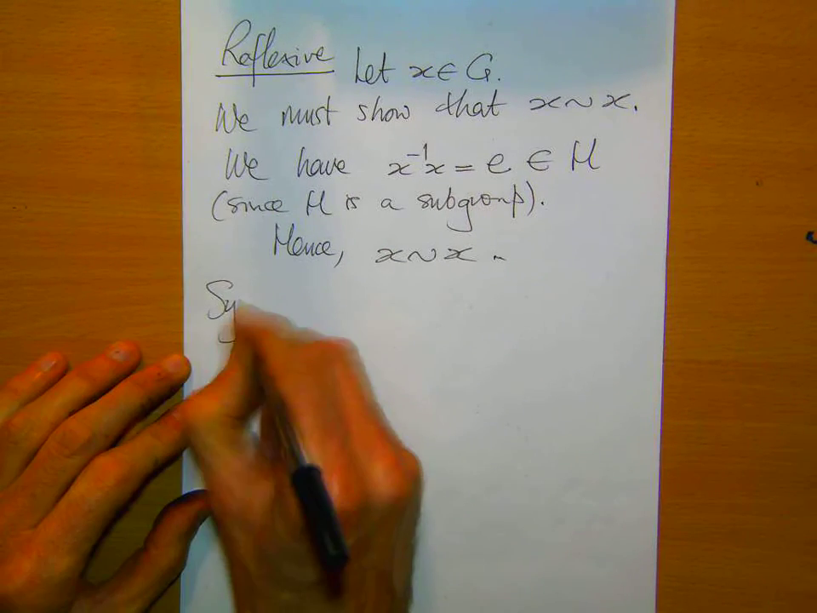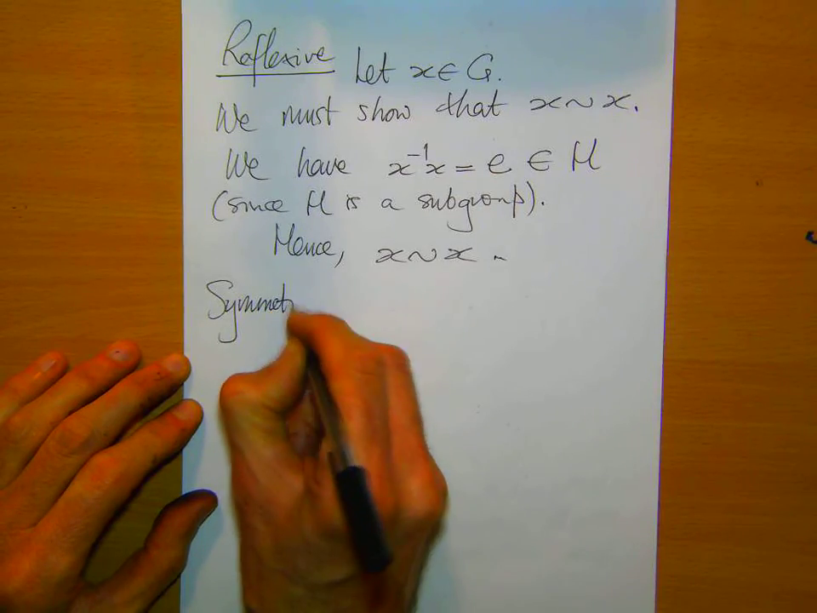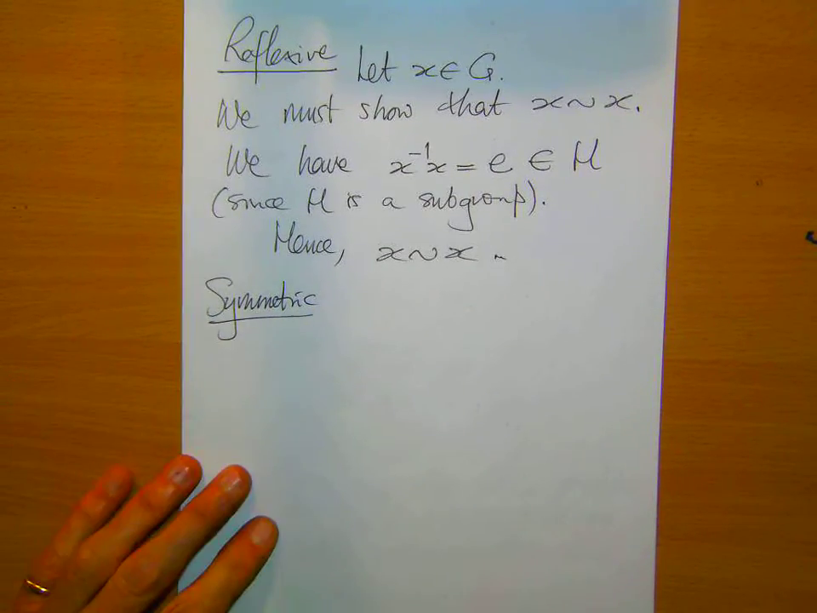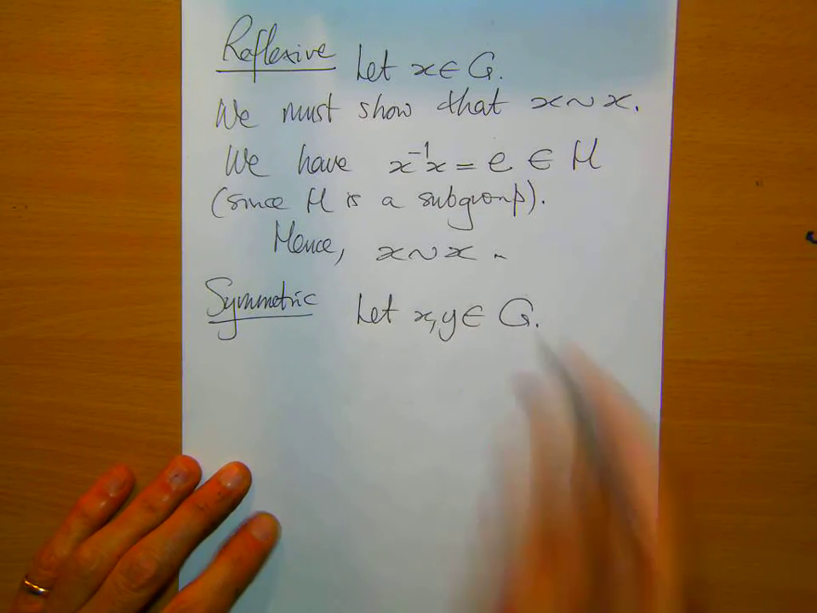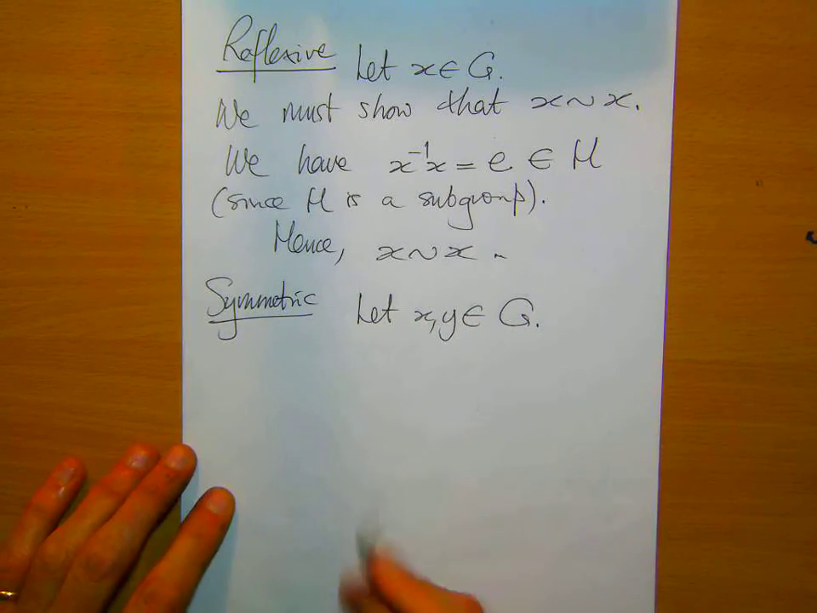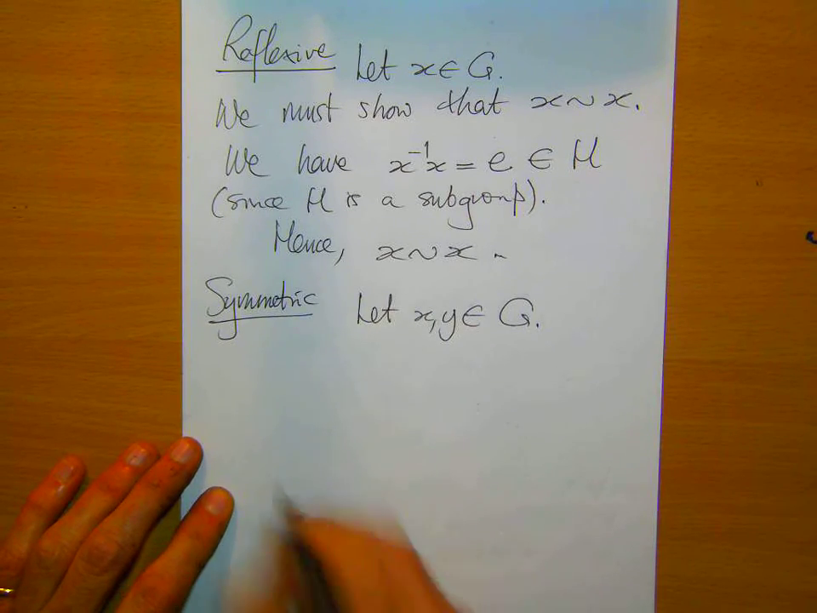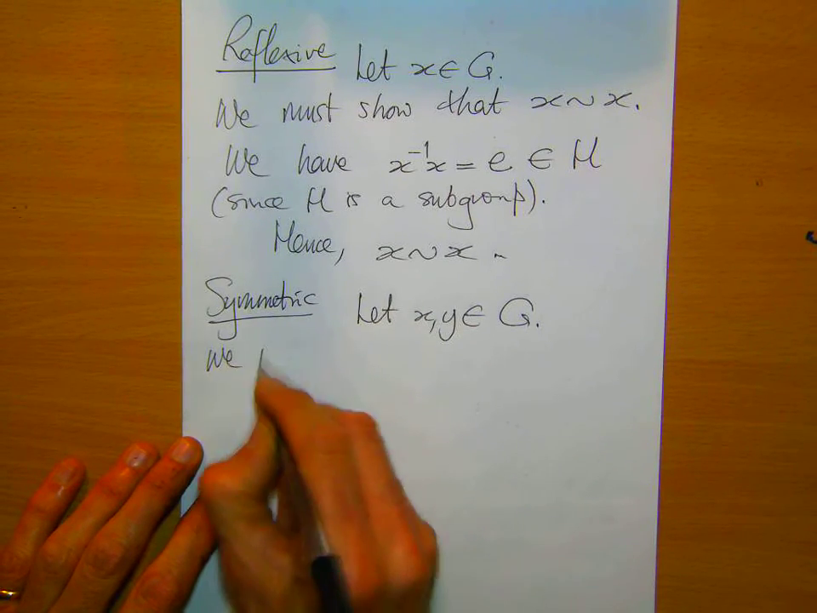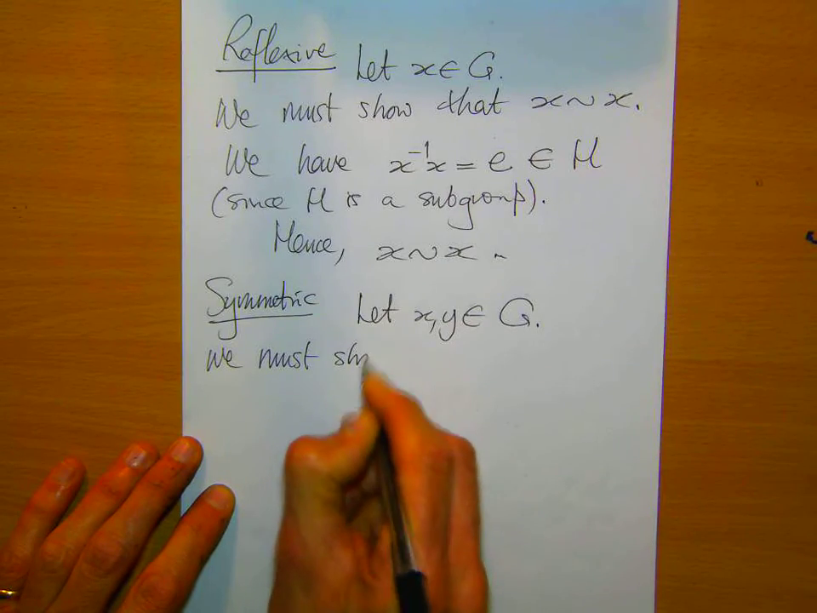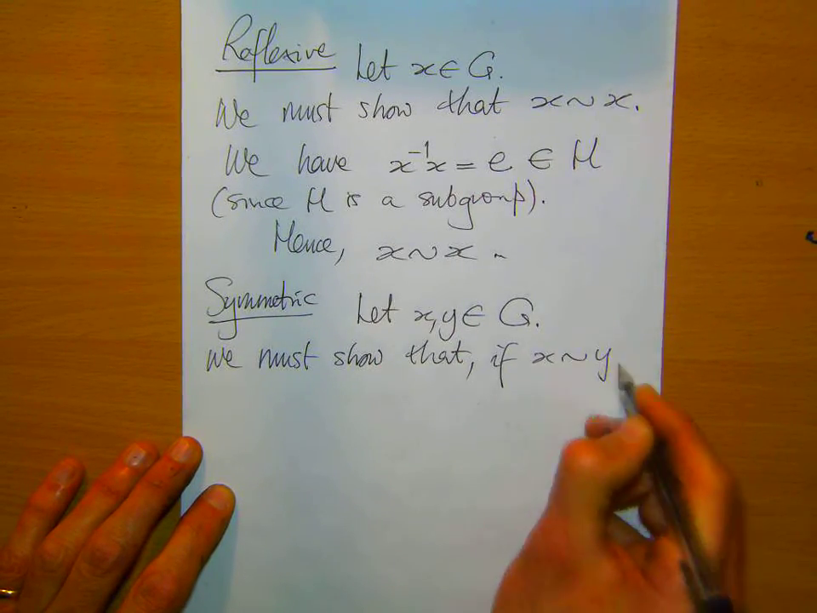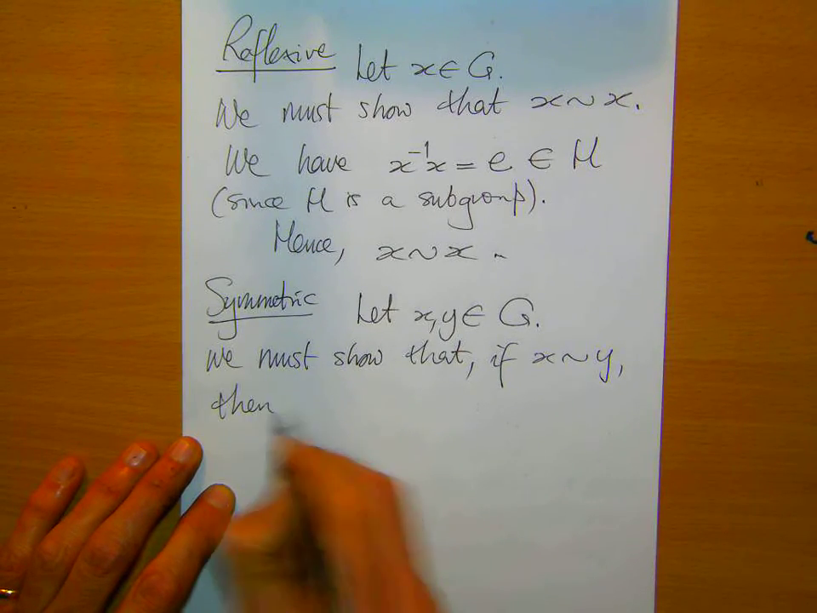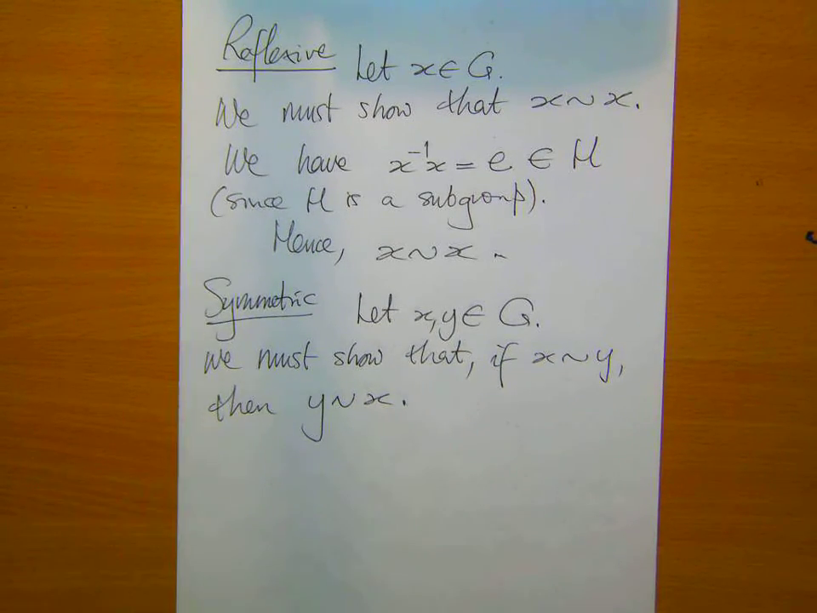What about symmetry? Now we need to take two elements of our group, in fact just of our set a priori, and we must show that if x is related to y, then y is related to x. That's what symmetry means. So there's an implication to show.